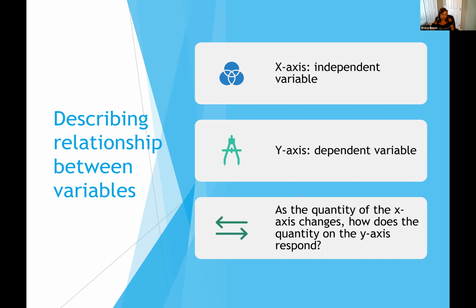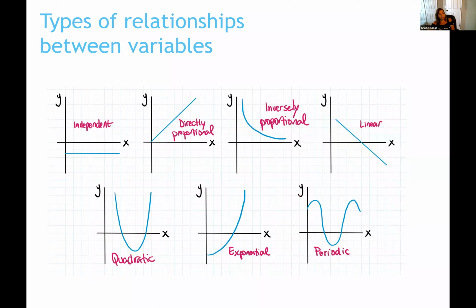Here are some examples of typical relationships between variables. These are the ones that I definitely want you to know. There are many others that exist, but these are probably the most important ones, or the most common ones that you'll see. This first one right here, independent, that means that the y-axis does not depend on whatever is being graphed on the x-axis. Notice that the y value is staying the same even though the x value is getting bigger. So the x value is getting bigger to the right, but y is staying the same.